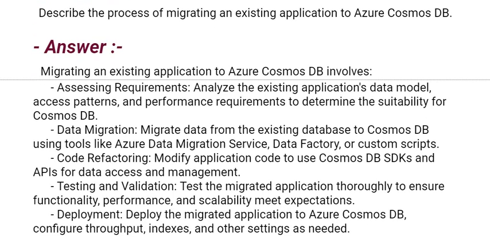The next one is testing and validation. Test the migrated applications thoroughly to ensure functionality, performance, and scalability meet expectations. And the last one is deployment. Deploy the migrated applications to Azure Cosmos DB, configure throughput, indexes and other settings as needed.